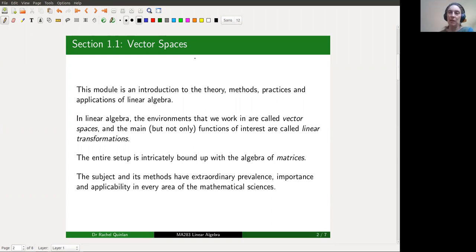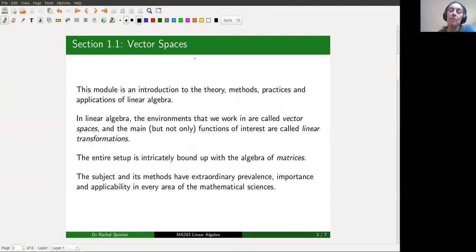The final comment about linear algebra and matrices is that the subject and its methods have unparalleled importance in every area of the mathematical sciences. A few examples: linear algebra is the mechanism that allows us to bring computational techniques to geometry, thanks to the invention of coordinate geometry back in the 17th century or even earlier, which allows us to attach geometric significance to algebraic equations and to represent very many objects and functions using matrices and their algebra.